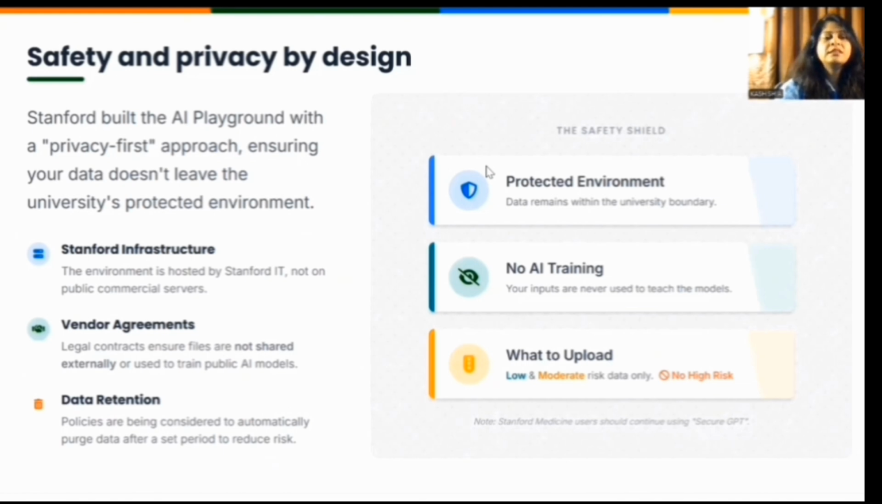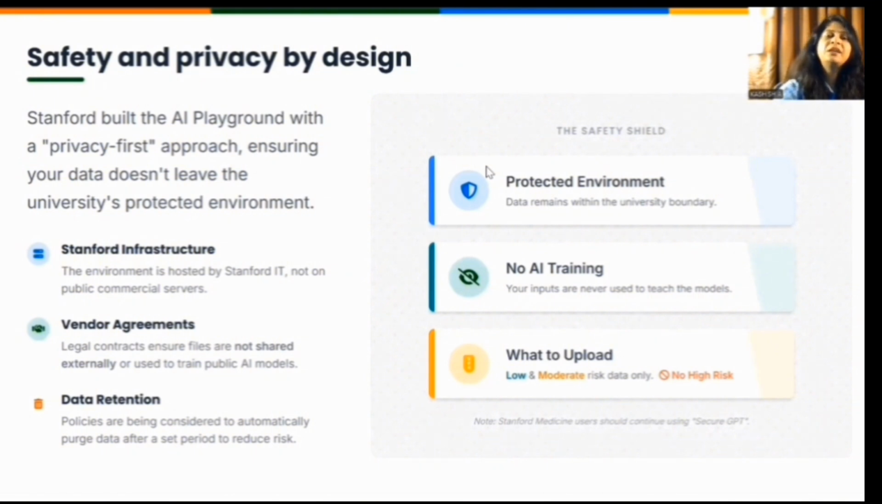Stanford infrastructure: the environment is hosted by Stanford IT, not on public commercial servers where everyone can access it. Vendor agreements: legal contracts ensure files are not shared externally or used to train public AI models.